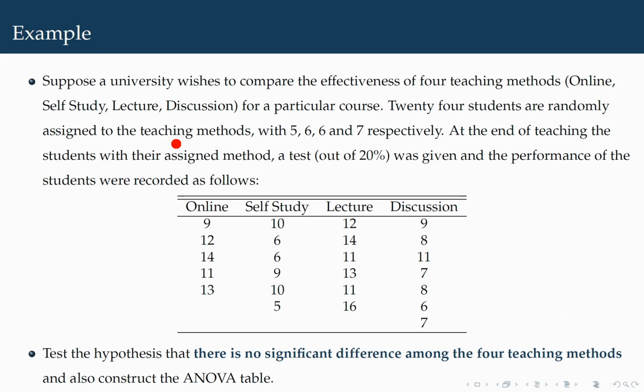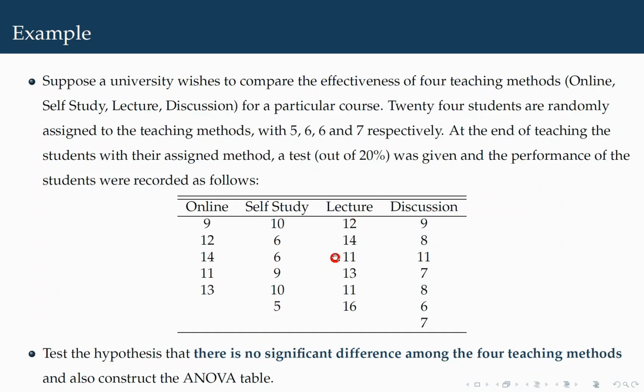So let me go back to here. Here, for example, there are 5 students who are assigned to the online learning method. These 5 students do not have the same score. So these differences are called within variations. Similarly, there are 6 students who are assigned to the self-study group. Even if they belong to the same teaching method, their scores are different. So this difference represents the within variation.